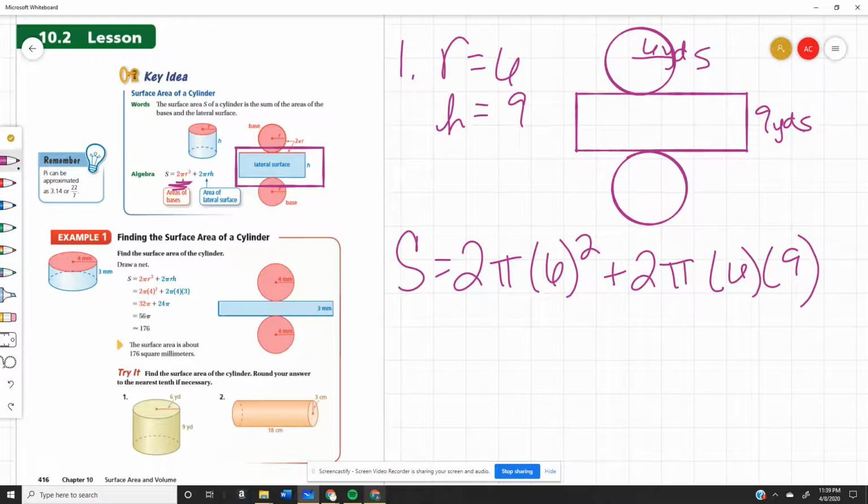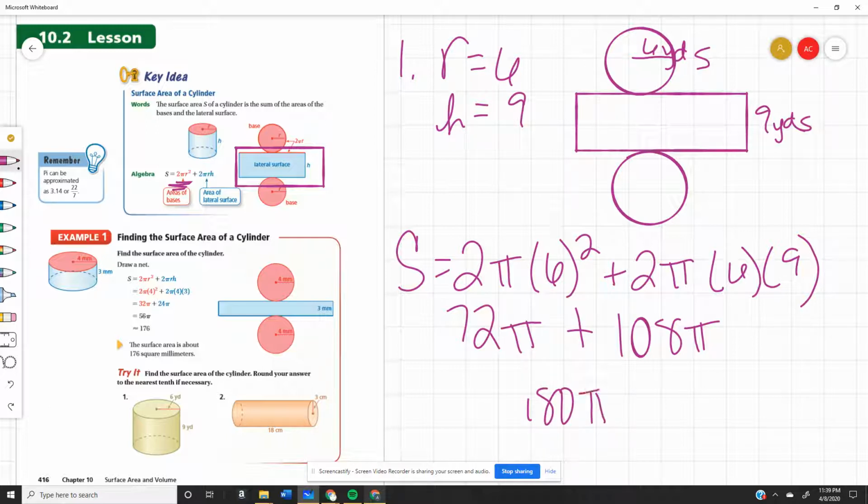And then we are going to 6 squared is 36. 36 times 2 is 72. So we've got 72 pi. And guys, honestly, I'm sitting here with a calculator in front of me just doing some of this math. I know that 9 times 6 is 54. 54 times 2 is 108. 108 pi. So 108 plus 72 is 180 pi.